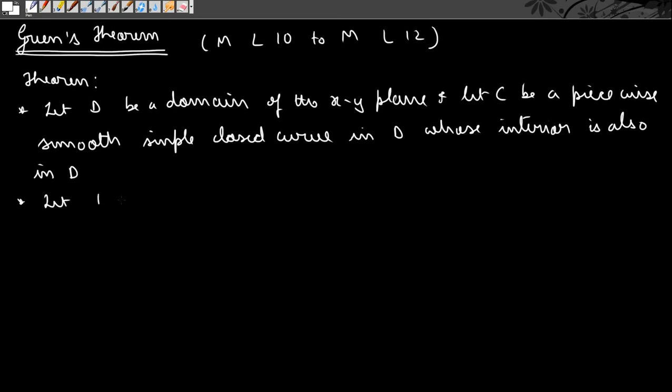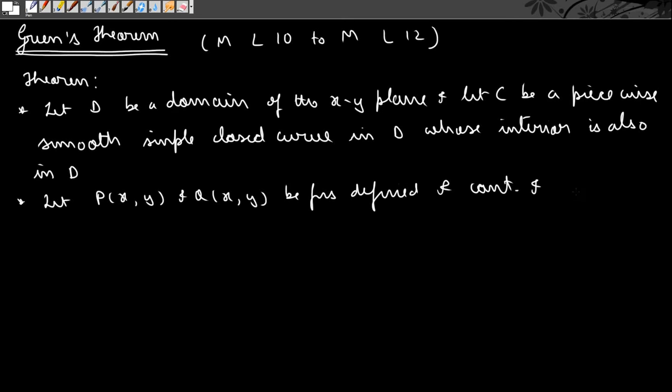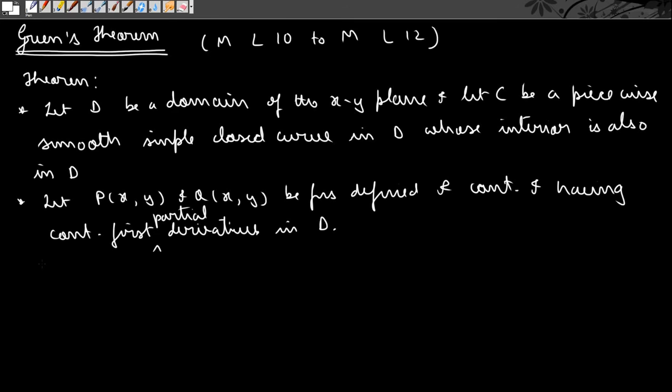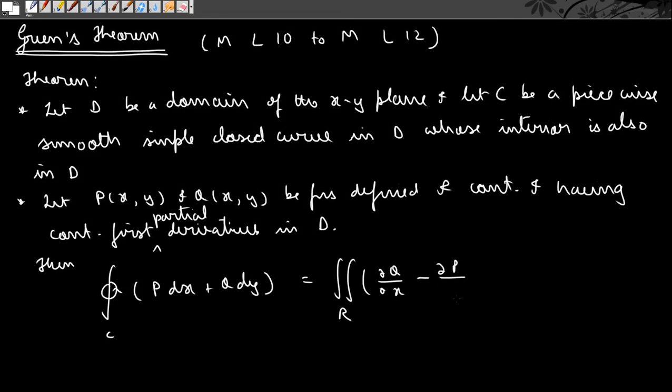Let P(x,y) and Q(x,y) be functions defined and continuous and having continuous first partial derivatives in the domain D. Then what the theorem says is that the line integral over the curve C, taken along the positive direction, of P dx plus Q dy will be equal to the double integral over the region R enclosed by the curve of (∂Q/∂x minus ∂P/∂y) dx dy. Let me call this equation 1.